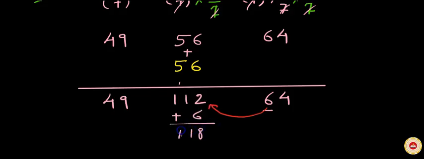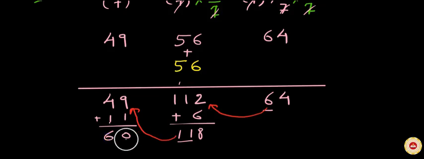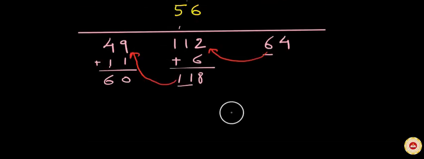112 plus 6 gives 118, a 3-digit number. Here also we have extra digits, 2 digits. 8 is at units place, so we retain that, and 1 and 1, 11, are extra digits. So the extra digits are to be passed to the immediate left. So let us add 49 plus 11, and we get 60. Correct? 60. Now we have reached our answer.